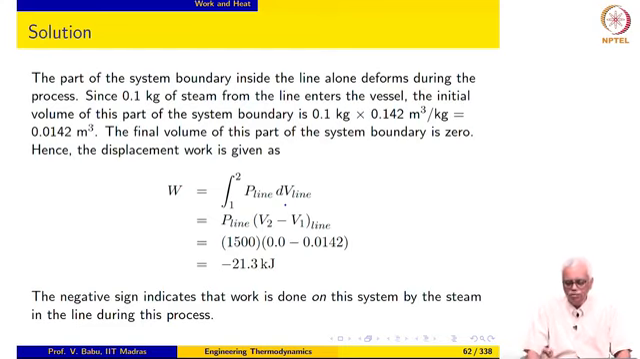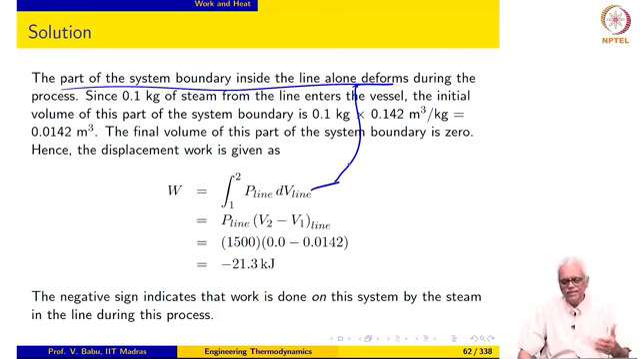So, this displacement work may be evaluated as integral 1 to 2 of P line dV line. How did we get this? This comes because the part of the system boundary inside the line alone deforms. So, displacement work is only due to this part of the system boundary, and we wrote integral P dV as P line integral dV line. P line remains constant, so that can be taken outside, and this may be integrated to give V2 minus V1 line. The final volume in this part of the system is 0, and the initial volume is 0.0142 meter cube.